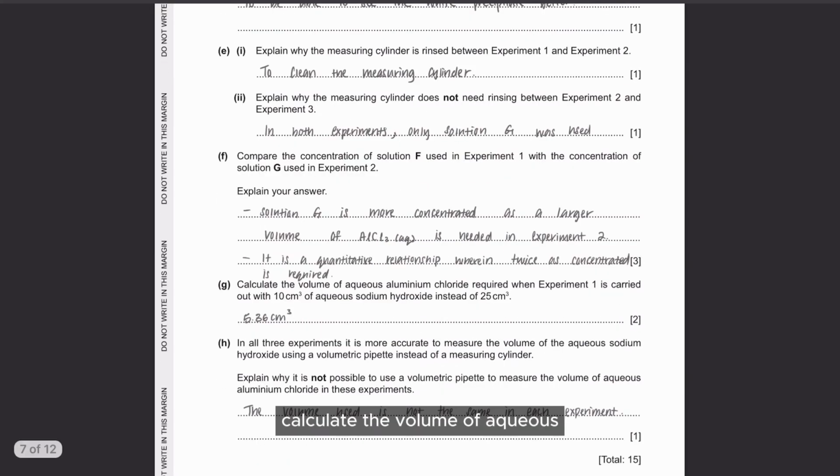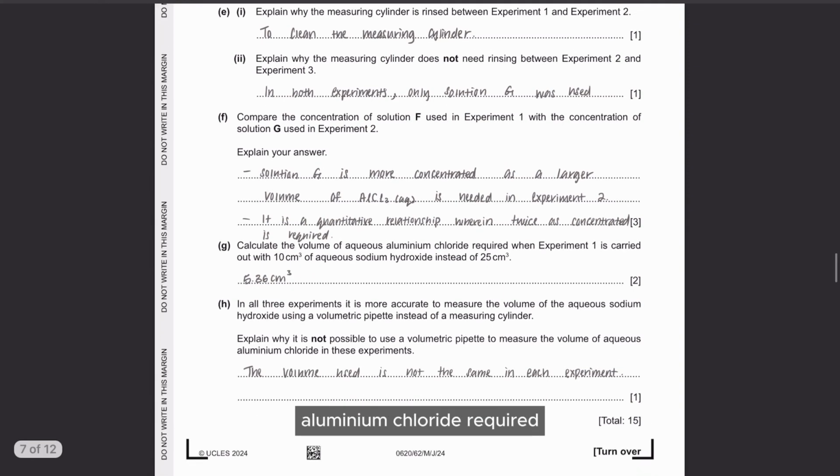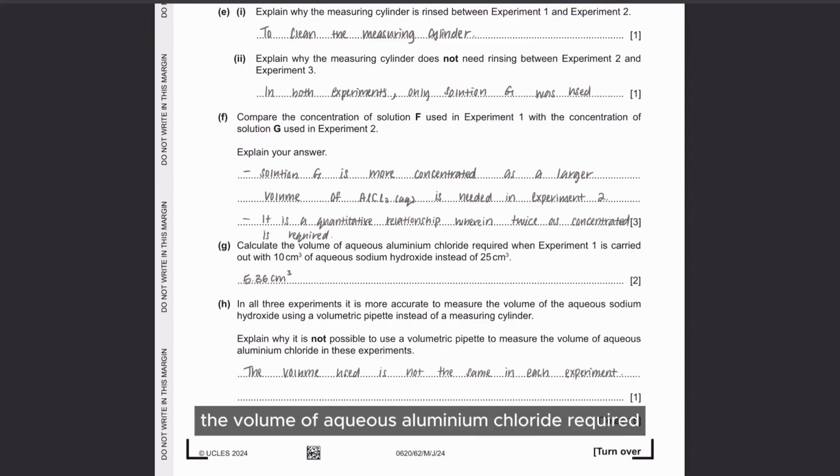Calculate the volume of aqueous aluminum chloride required when experiment 1 is carried out with 10 cm³ of aqueous sodium hydroxide instead of 25 cm³. The volume of aqueous aluminum chloride required when experiment 1 is carried out with 10 cm³ of aqueous sodium hydroxide will be 5.36 cm³.